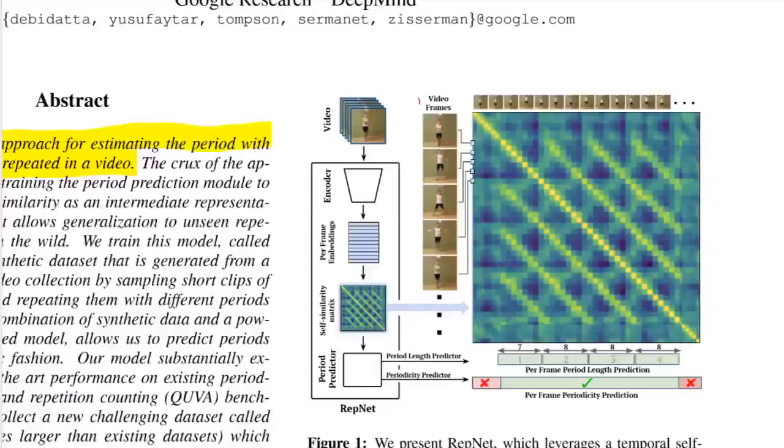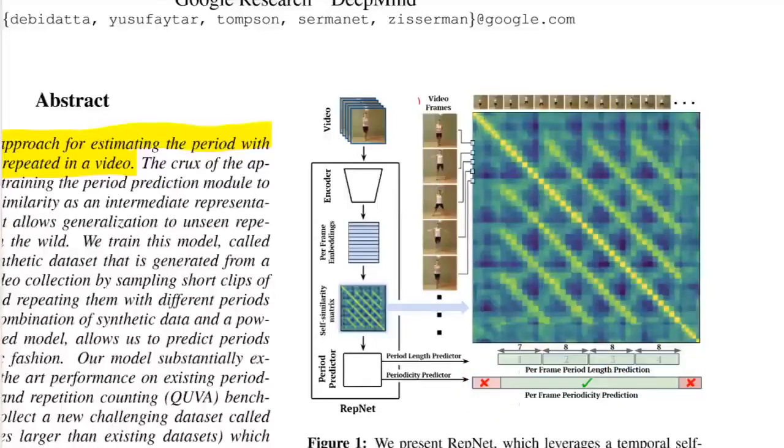So what you want is, first of all, a per frame periodicity prediction. So that means that for each frame, you want to know, is there even a repeating action happening or not in that particular frame? You can see here at the beginning, at the end of the video, there's no repeating action. And then in the middle, there is a repeating action.